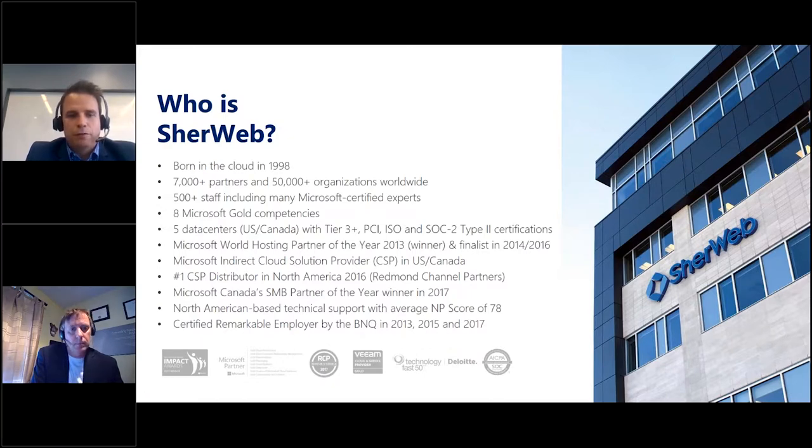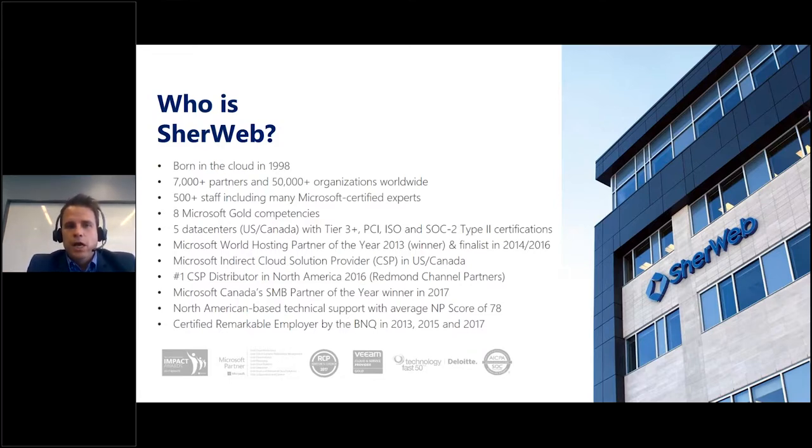SureWeb's business, and you'll see in the product portfolio, is on one side our hosting business. So we host a lot of our own cloud solutions, some that are complementary, some that are our own IP, intellectual property, that are made for partners to bundle, if you will, with Office 365 and other Microsoft services. For our own data centers, we have 5 in the US and Canada that hold different PCI, ISO, SOC type certifications.